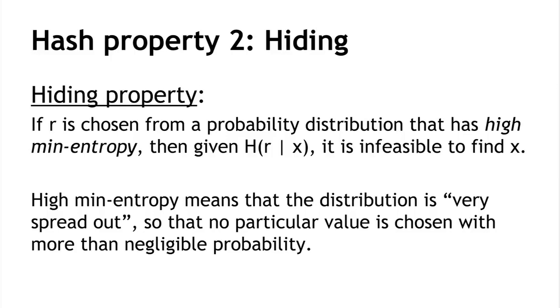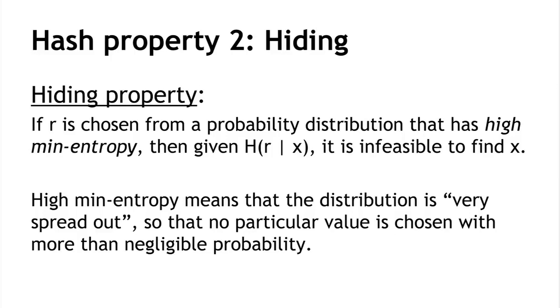And the way we're going to fix this problem with the common value x, like heads and tails, is we're going to take the x and concatenate it with a value r, which is chosen from a distribution that's really spread out. So this H of r concatenated with x means take all the bits of r and put after them all the bits of x.